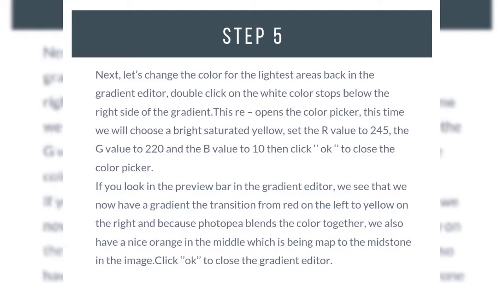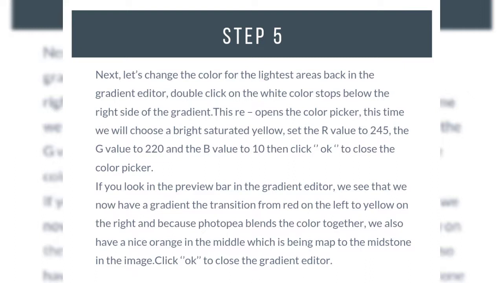Step 5. Next, let's change the color for the lightest areas back in the gradient editor. Double-click on the white color stop below the right side of the gradient. This reopens the color picker. This time, we will choose a bright saturated yellow. Set the R value to 245, the G value to 220, and the B value to 10. Then click OK to close the color picker.